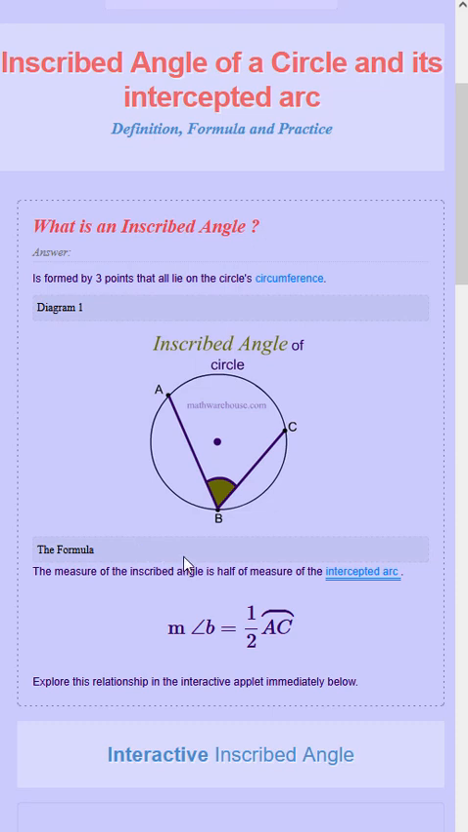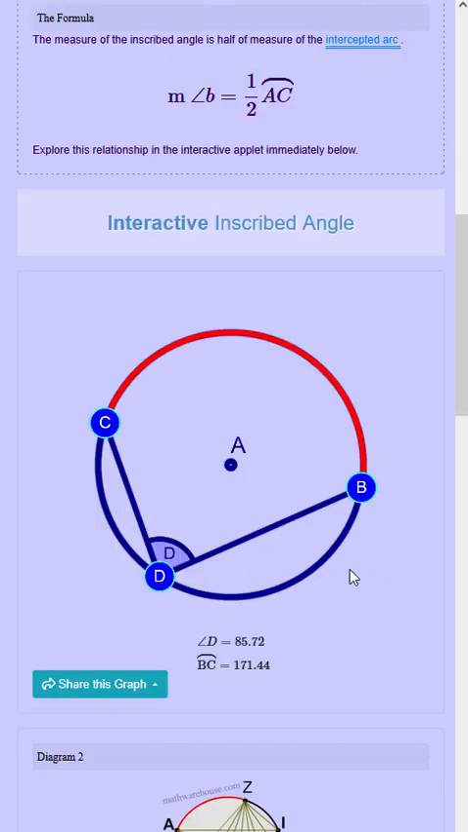And the rule is that if you have an angle inside a circle on the edge, it's an inscribed angle. If you have an angle on the vertex of a circle, the intercepted arc has a special relationship to the angle. You can see from this that the angle here, angle D, is half the size of the intercepted arc.